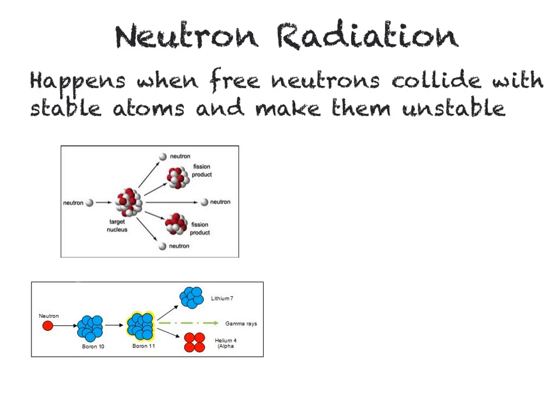So, as we can see, we have our free neutron which hits our target nucleus. This is going to cause it to break down, go through alpha decay or beta decay and release gamma rays. In this way, neutron radiation can be seen as the most ionizing. However, the initial neutron is not ionizing.